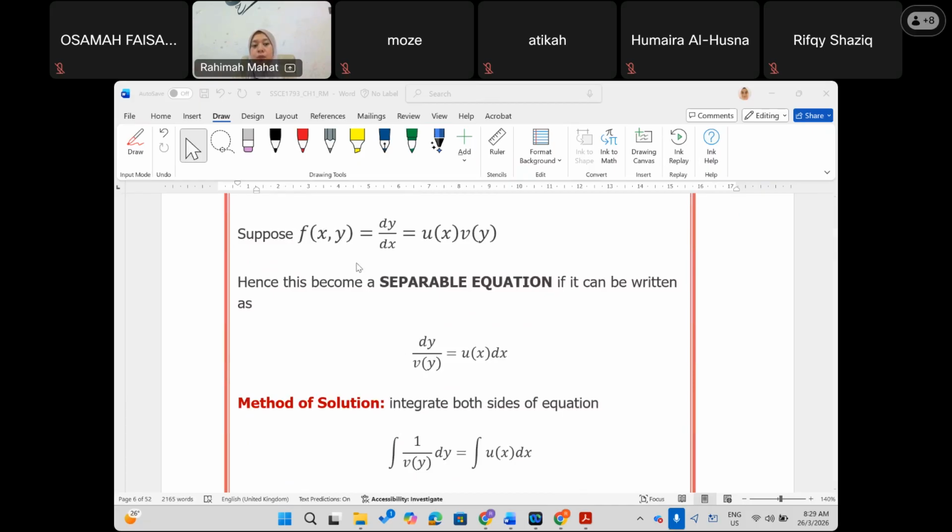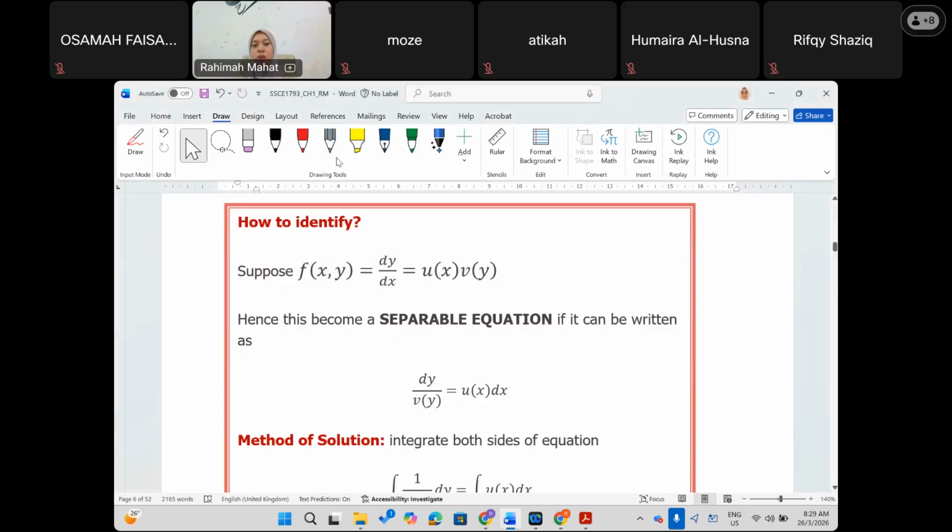If you look here, for the first equation, you have only x and y variables. This means you can separate between x and y. So if you look here, this is your x, you separate x, and this is y.